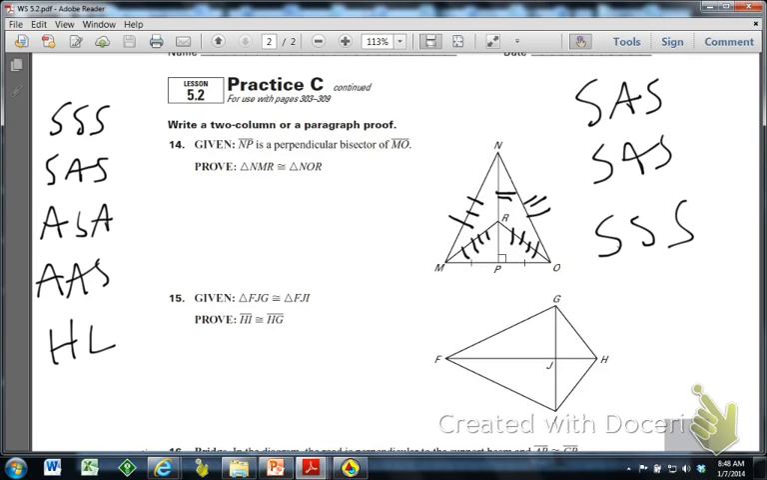So this one I would have done by showing three triangles congruent. There's more than one way to do this problem. That's just one of them.